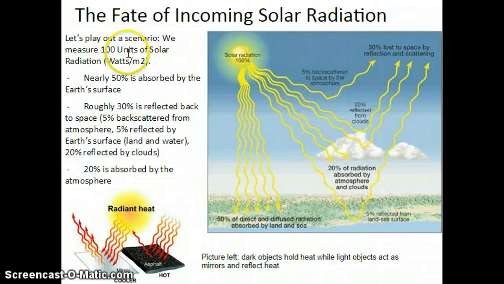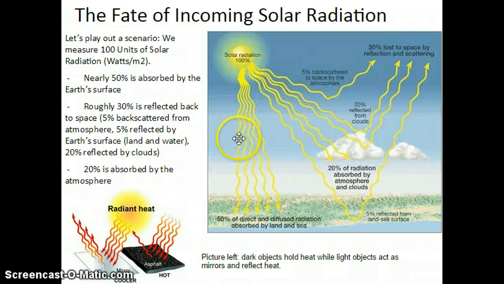So moving on. If we follow these numbers, roughly 50% is absorbed by the Earth's surface, 30% is reflected back into space, and therefore 20% is absorbed and held by the cloud. So that's this absorbed part by the atmosphere. This is where we're going to begin talking about different surfaces, right? Dark objects hold heat while light objects act as mirrors and reflect heat. So this is the term, this picture here, albedo. Darker objects hold on to this heat and reflect less energy, and lighter objects act more like mirrors and reflect more of the energy. We're going to be using this term called albedo.